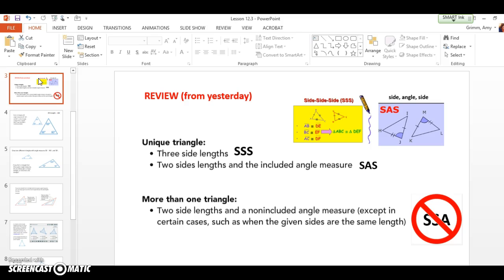Only if it's included. What about two angles and a side? Yes. Yeah. If you have two angles, you always can have the third angle, right? So two angles and a side, yes. See, that's confusing. But it's all in this PowerPoint, okay?